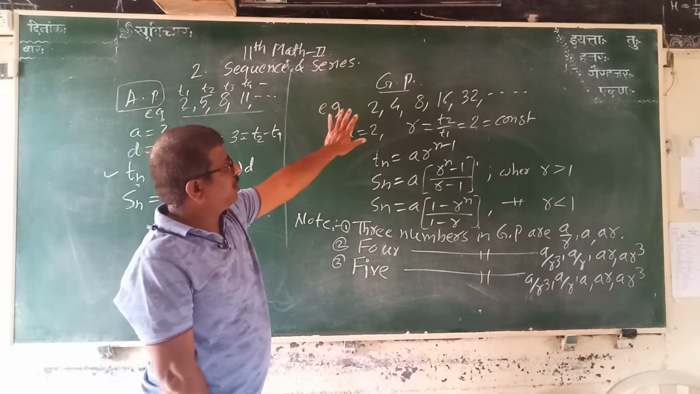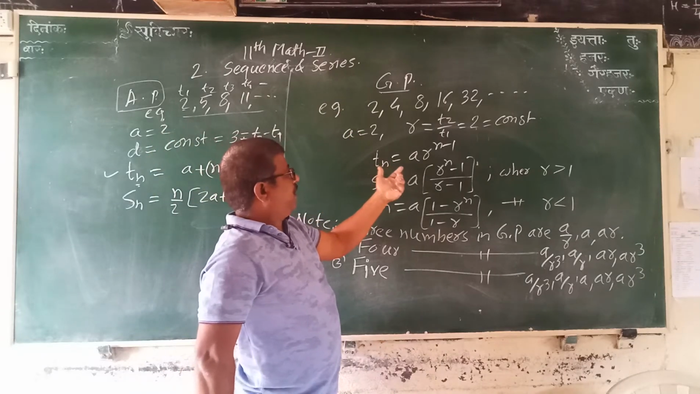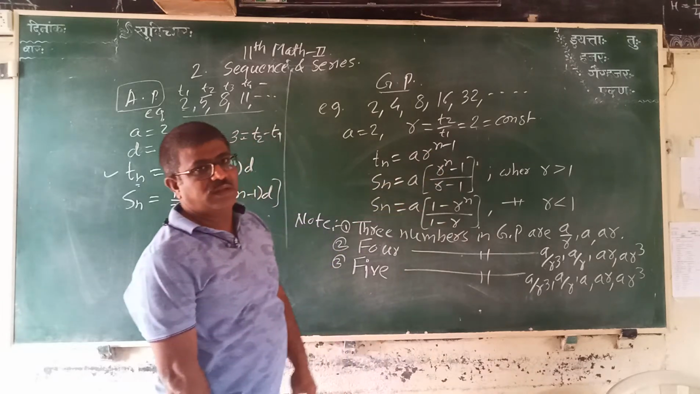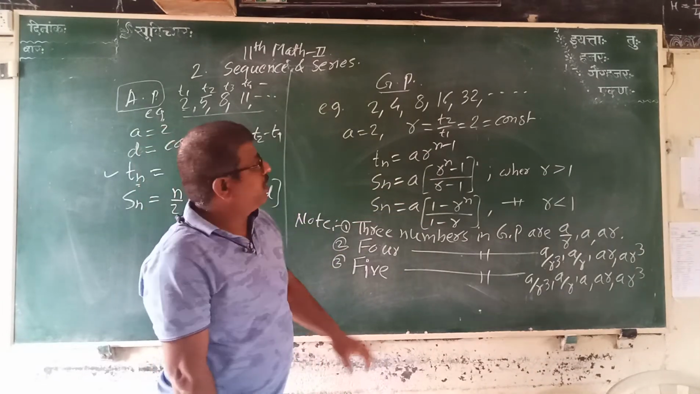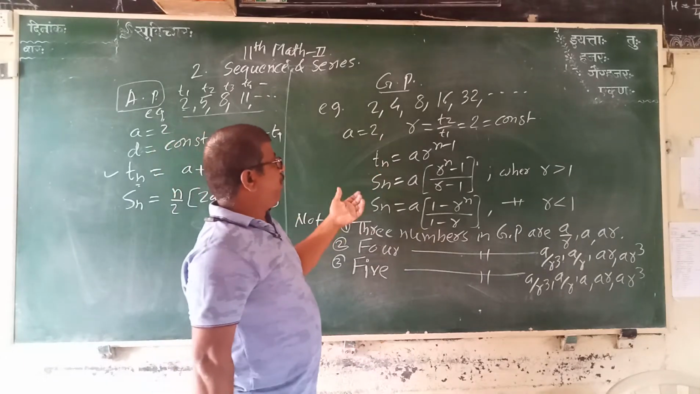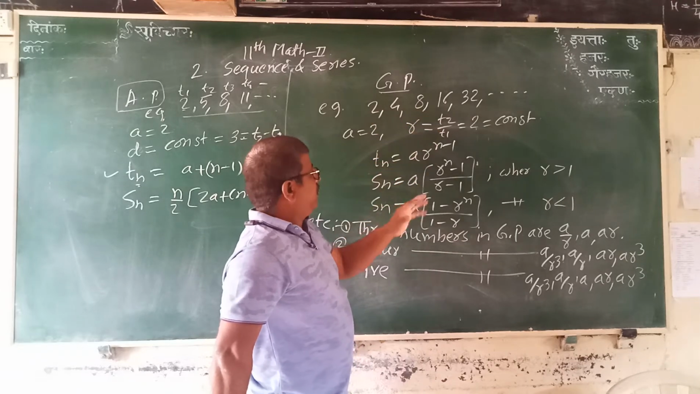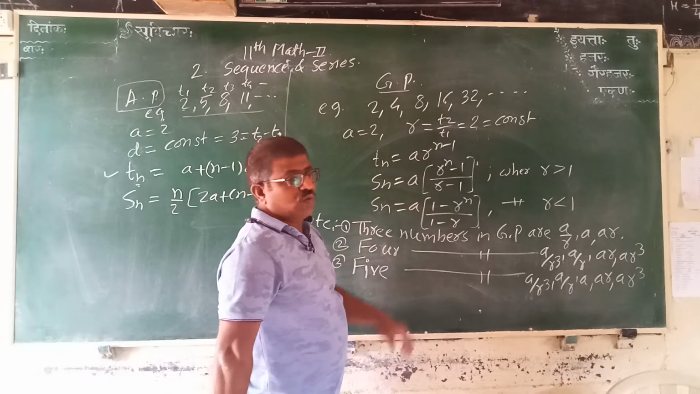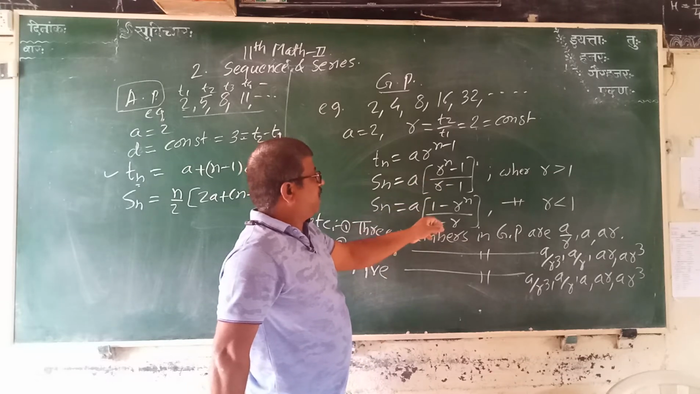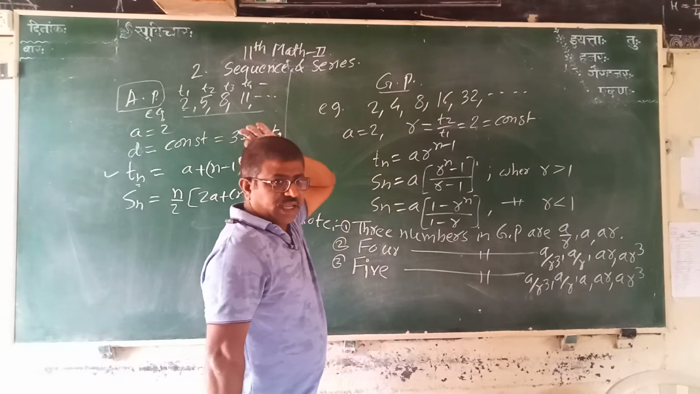And in this progression we want to find out any term. Then Tn is equal to a into r raised to n minus 1. This formula is calculated for this term. Then after we take the summation of all terms sequentially. In the formula there are two types of formulae. Why are these formulae changed? Because here r is greater than 1 or r is less than 1.